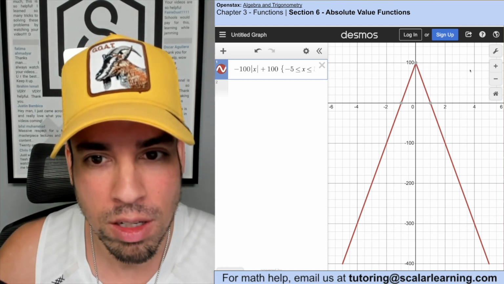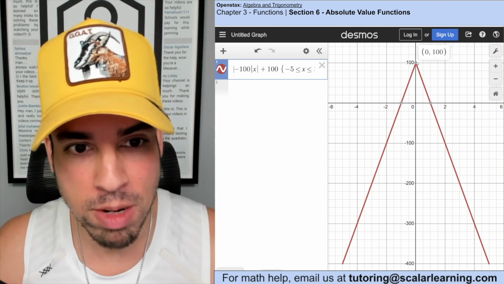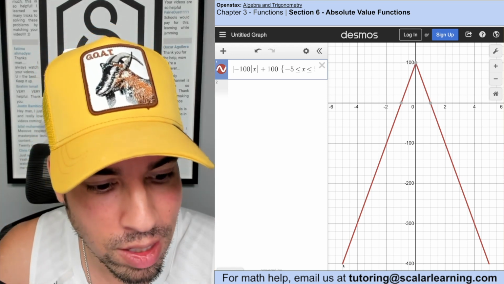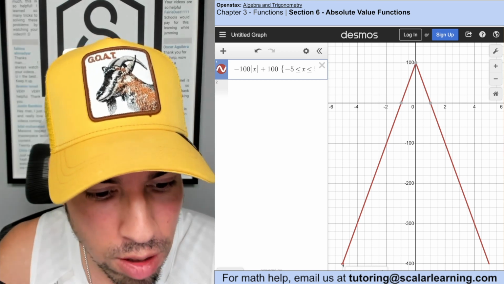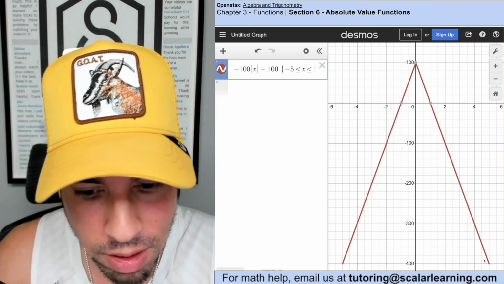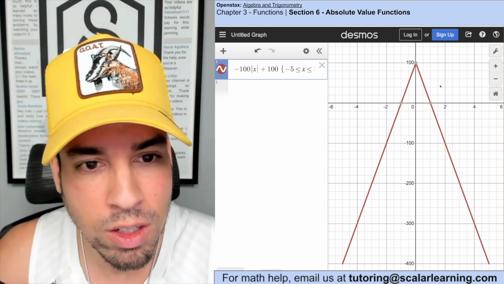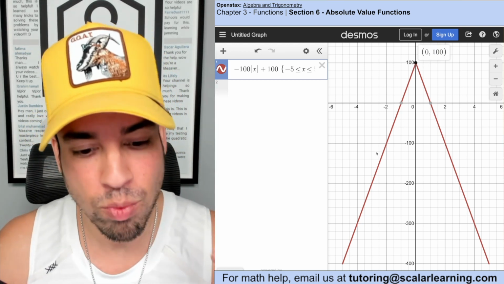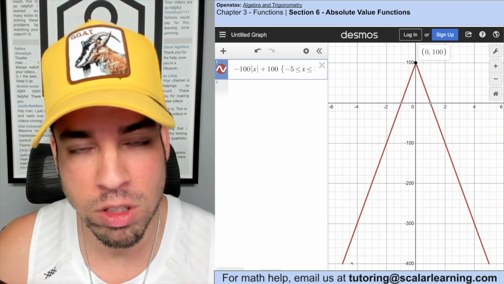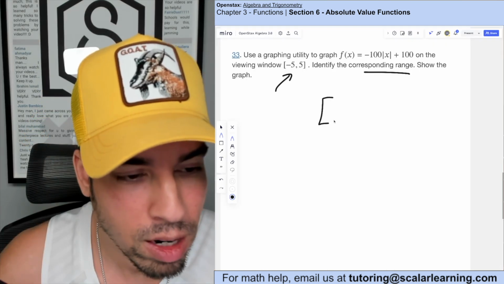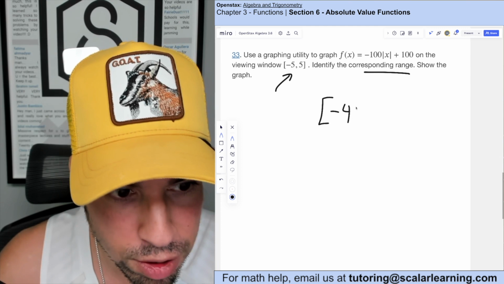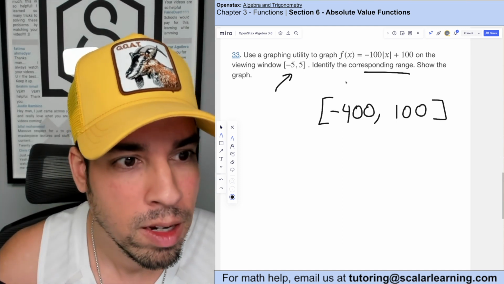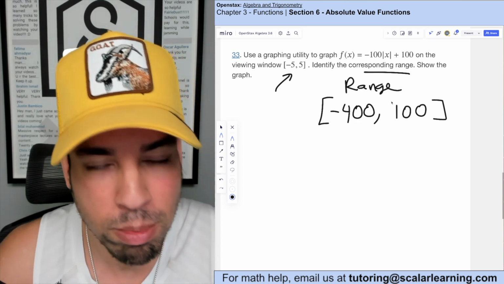Then I adjusted the viewing window for the range to make sure to get all the values to get the full graph in the picture. And what you can see is this function is as low as negative 400 for negative 5 and positive 5. And it goes up to this high point of 0, 100, which means the range is from negative 400 to positive 100. So we're going to write that out with square brackets because we're including negative 400. We're including positive 100. There is the range, boom, done.